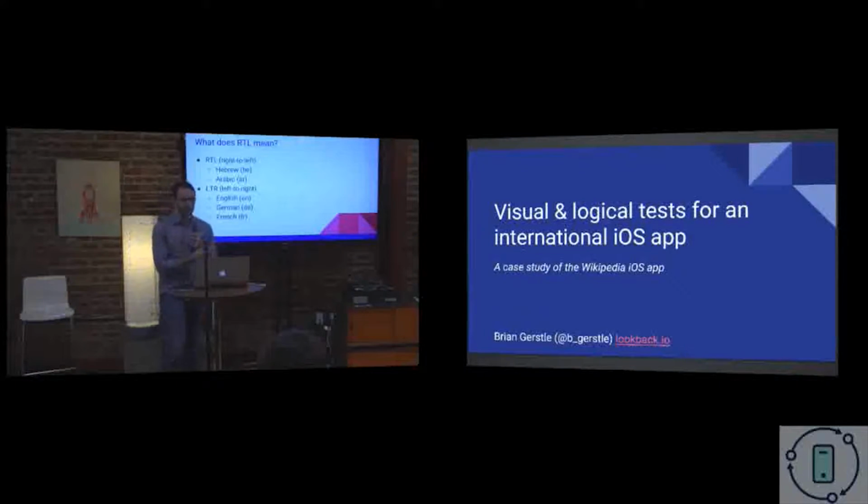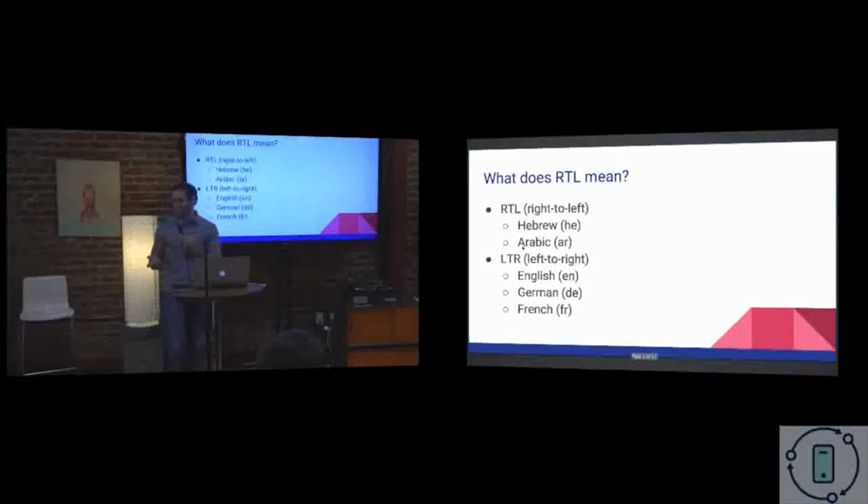Just a quick survey. Does anyone in the audience today actually speak a language that's written from right to left? All right. Yeah, we got quite a few here today. So just a quick crash course. Right to left, often abbreviated as RTL, signifies the direction that the language is written in. So an RTL language is written from right to left. English and French and German are all left to right, as you can see here.